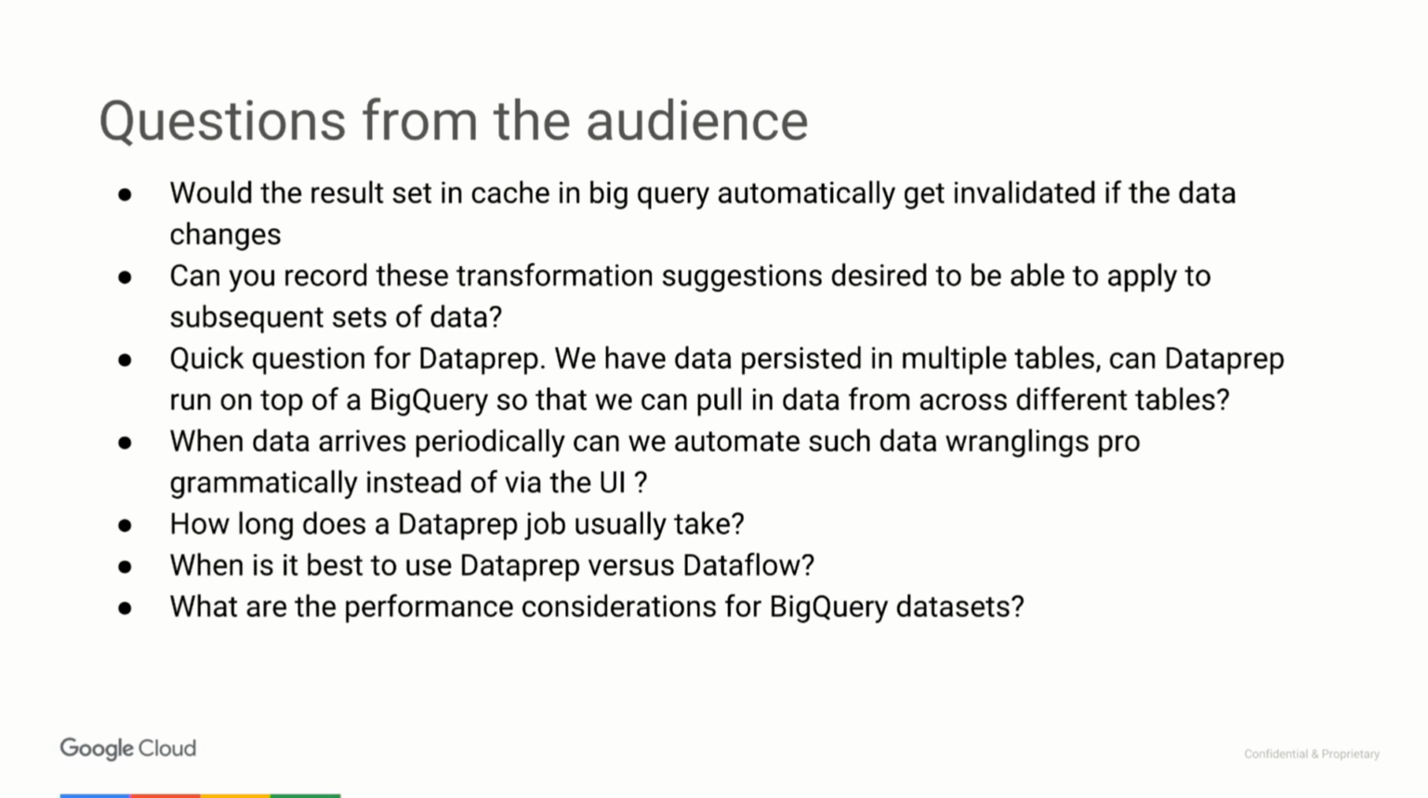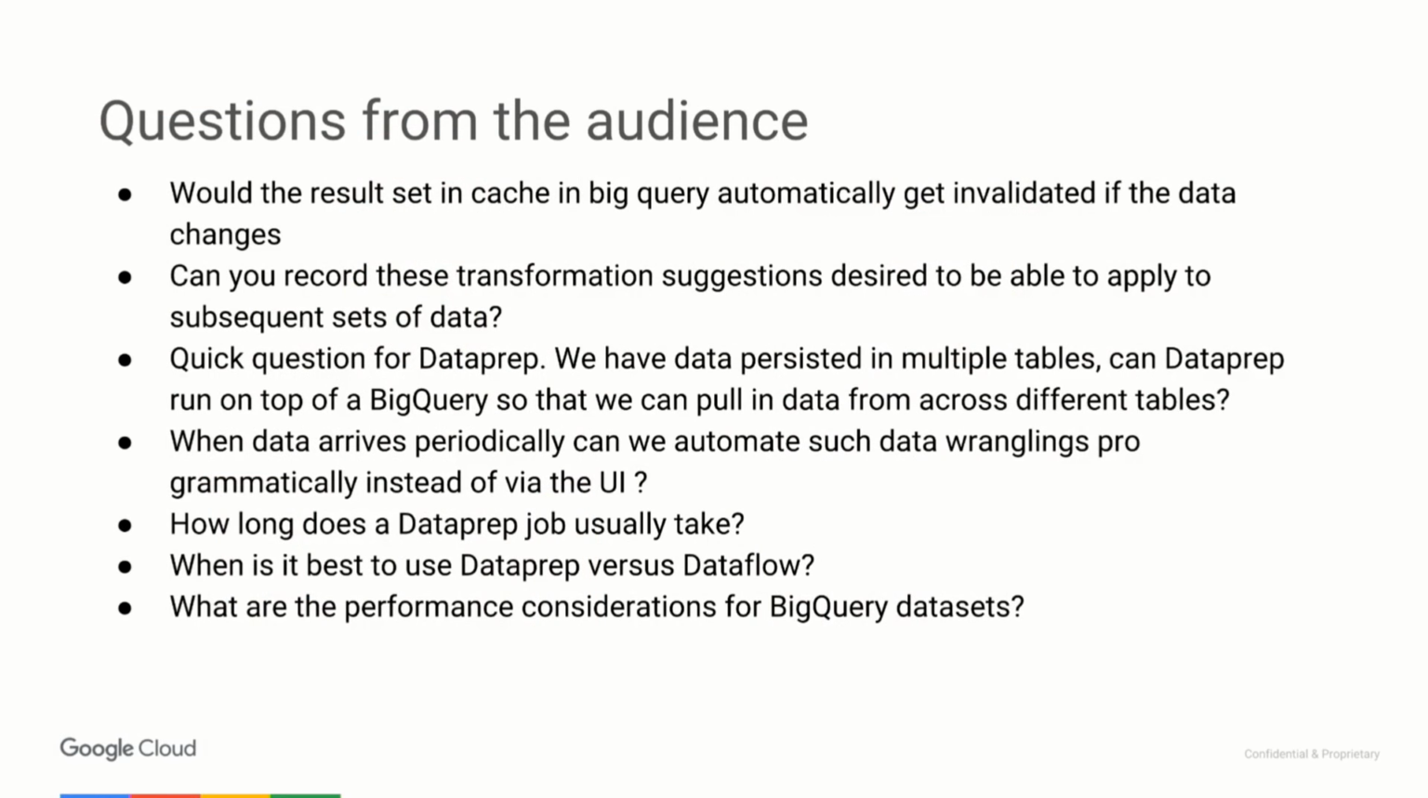Can you record these transformation suggestions to be able to apply them to subsequent sets of data? Yes, the answer is yes. You can. Those steps are recorded in the recipe, and you can apply the same steps to whatever data set that you want. It's super useful if you're collaborating with other people. You can actually commit your recipe to version control or something like that, and basically have recorded versions of recipes as the recipes evolve themselves over time.